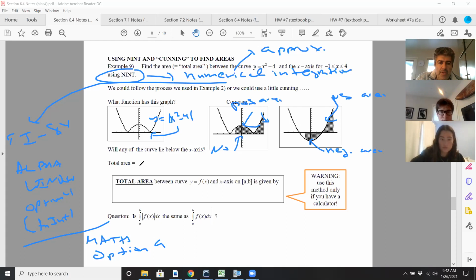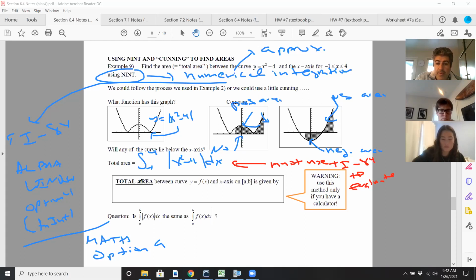So the total area can be expressed like this: the integral from -1 to 4 of the absolute value of x squared minus 4 dx. So now you can just do that. The problem is that you can't do that analytically, so you must use the TI-84 to evaluate. And I trust you guys can do that just fine. So maybe I don't need to do a calculator demo.